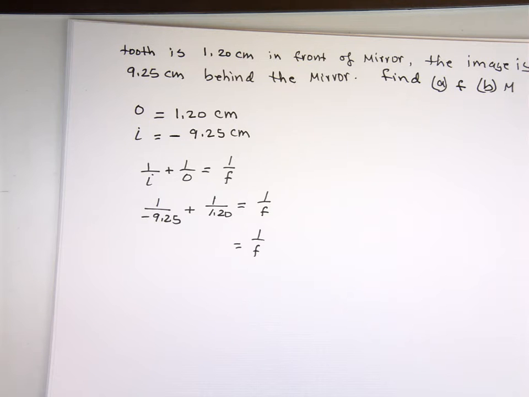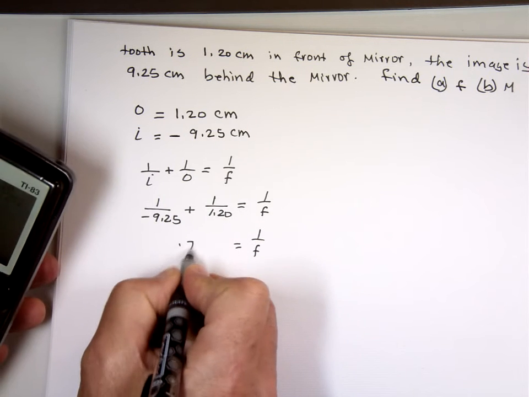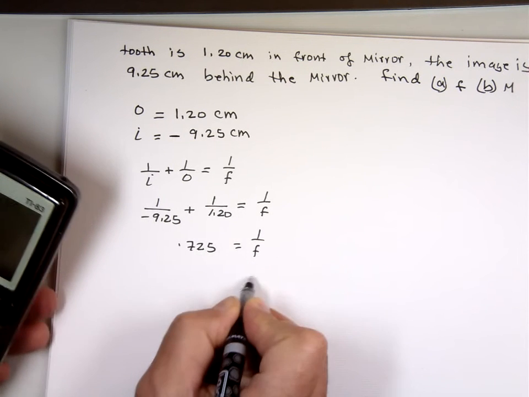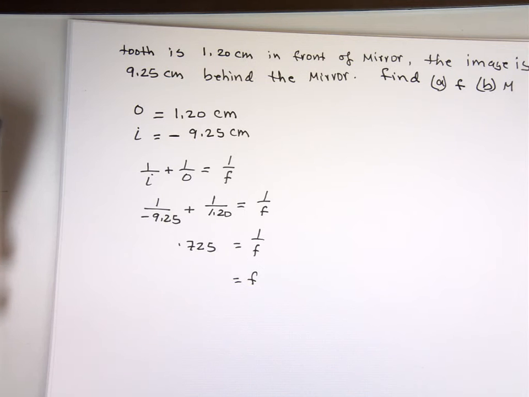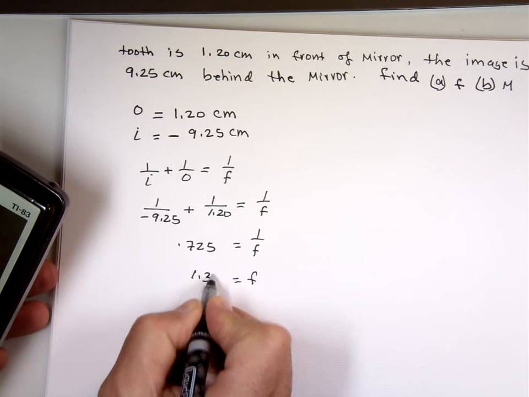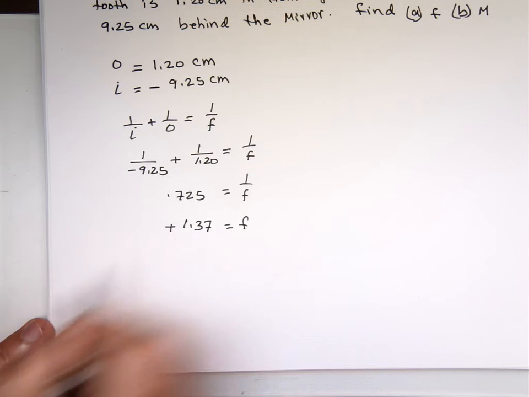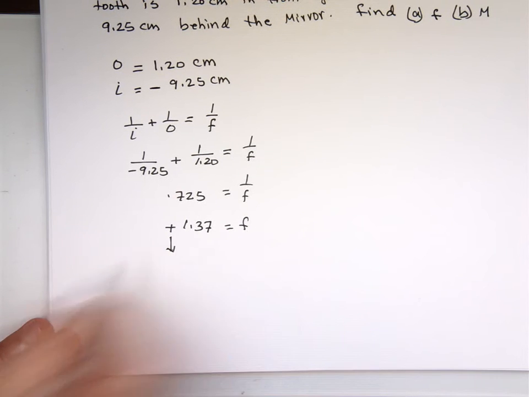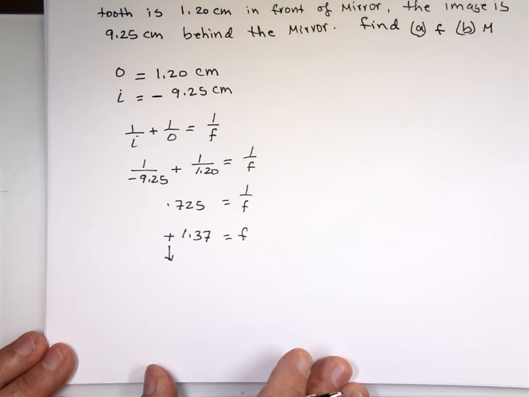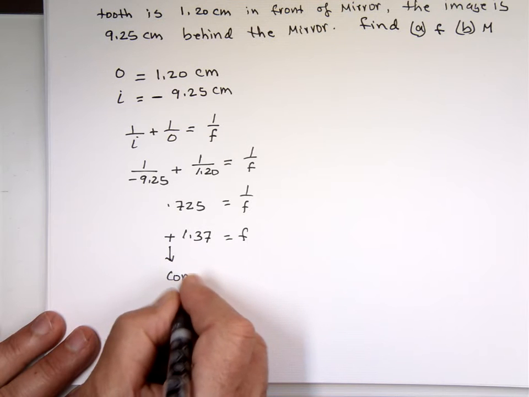That's 0.725. What is F equal to? 1 over that number. It's 1.37. Is that a positive value or a negative value? Positive. That tells me what kind of a mirror they're using. It's a concave mirror, not a convex. Concave.